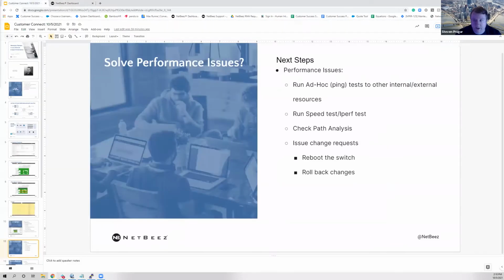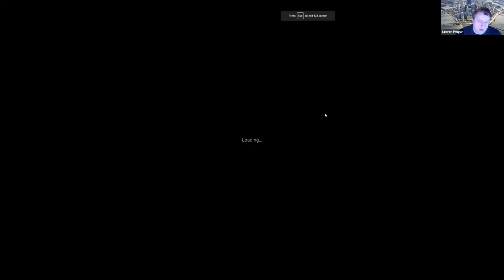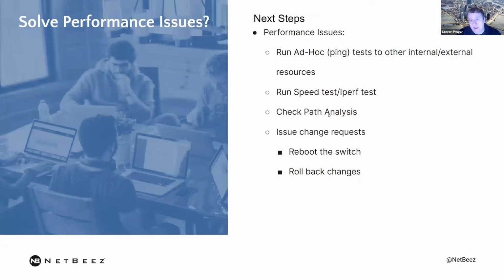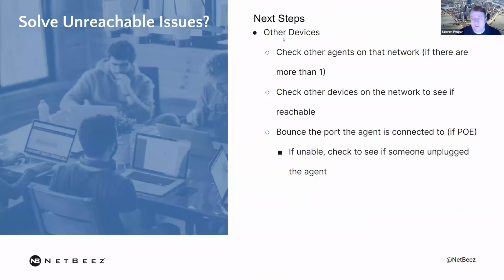You can check your path analysis as well. That can give you some information on where the issue might lie. And worst case scenario, you can issue some change requests to the system. Obviously, you can't just reboot a switch, especially during business hours, but you might have to look at issuing a change request, whether that's rebooting different parts of the network or rolling back changes that you deployed.